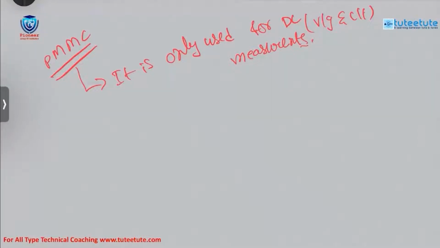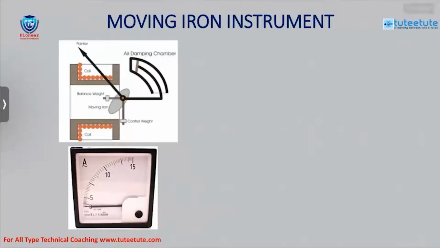Since it measures DC, this is also called the average value. Don't get confused. DC measurements are average values. In networks, we are going to study what is meant by average value and what is meant by RMS value. For the time being, just remember DC values are equal to the average values. So our PMMC meter is only used for DC measurements such as DC voltage and DC current. This is also called average values. In order to measure the AC values, that means AC voltage and AC currents, we are going to use moving iron instruments.